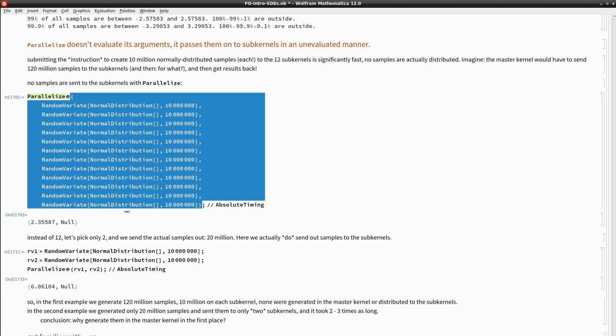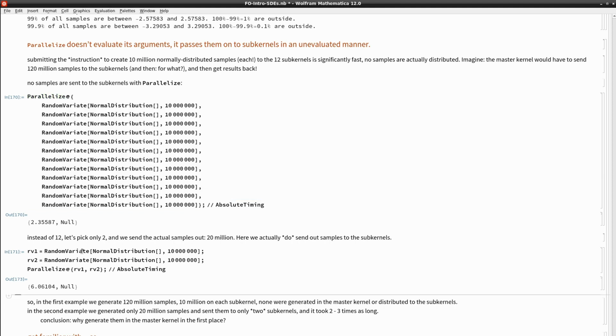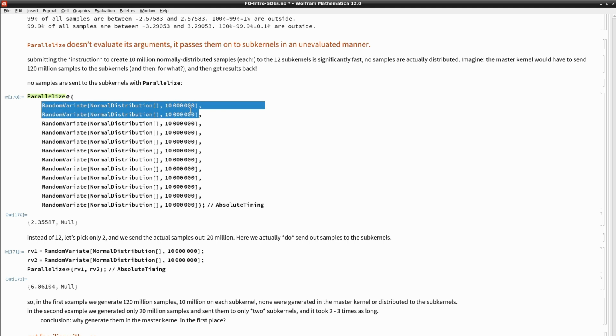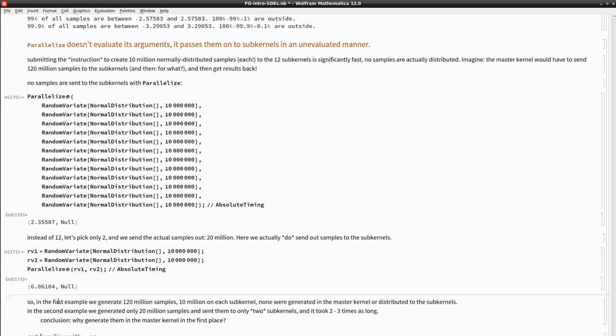Try to make use of the fact that we don't want to pre-evaluate stuff that should really be evaluated on the subkernels. So in conclusion, in the first example, we generate 120 million samples, 10 million on each subkernel. But we're not generating them and passing them to each subkernel. They're generated on each subkernel. None were generated in the master kernel or distributed to them.